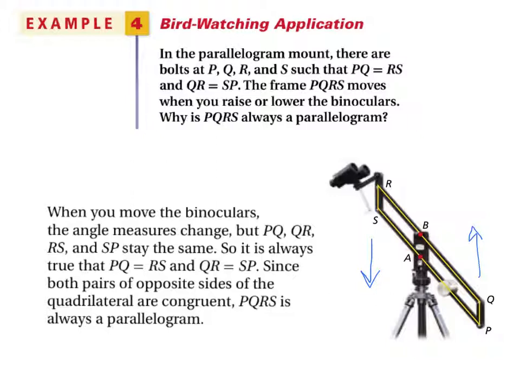And this is what I am saying. You are going to have to be able to explain to me why things would be a parallelogram, and then prove it to me mathematically if you were given points, like in example 3.